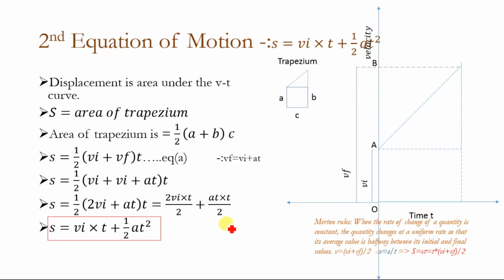There are two methods for the second equation of motion. The first one is the simplest, which I will use, a graphical method, and the second one is the Merton rules. According to Merton rules, V is equal to Vi plus Vf divided by 2. We directly derive this equation, but here in graphical representation you will understand what we are going to do.